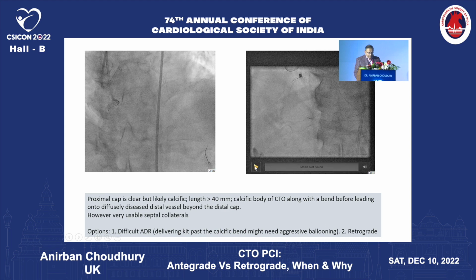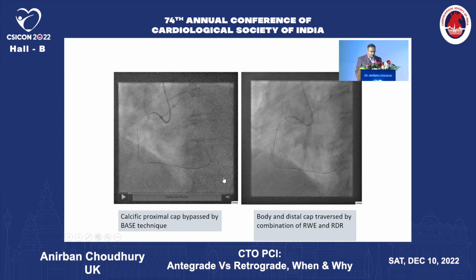This video is not playing, but if I could just verbalize what we had. We had a proximal cap which was clear but appeared pretty calcific. We had a very long CTO, around 60 millimeters, but definitely over 40. The body was calcific. There was a bend towards the end of the RCA, which made it a bit more challenging as well, but we had a very usable septal collateral. So the options were a difficult ADR, but delivering the kit in the distal part of the RCA would have been a challenge, and the second option was retrograde. So in this patient, we went retrograde.